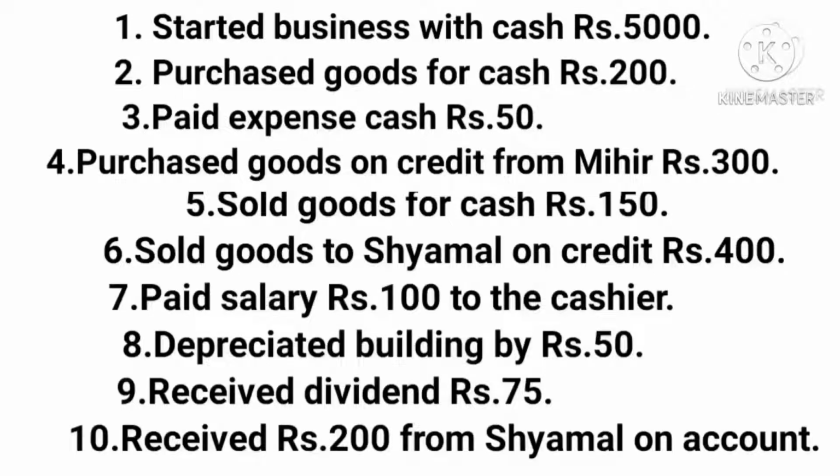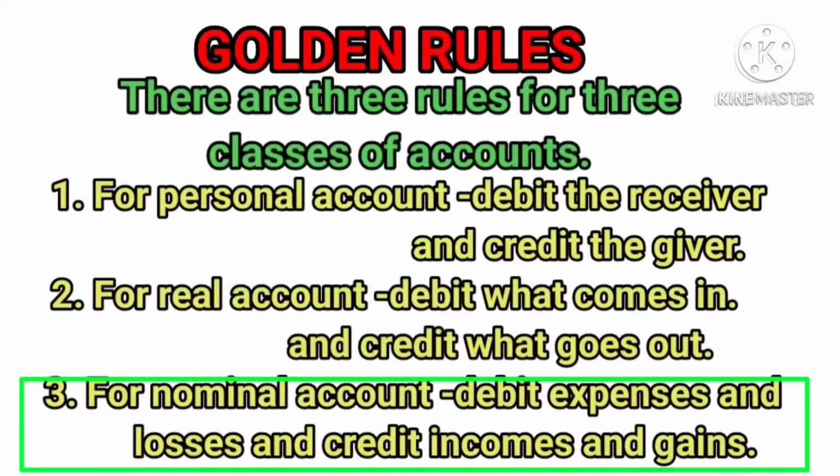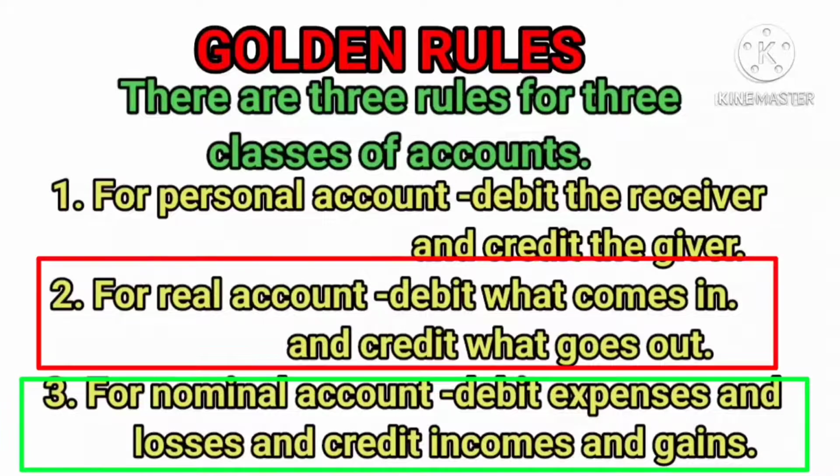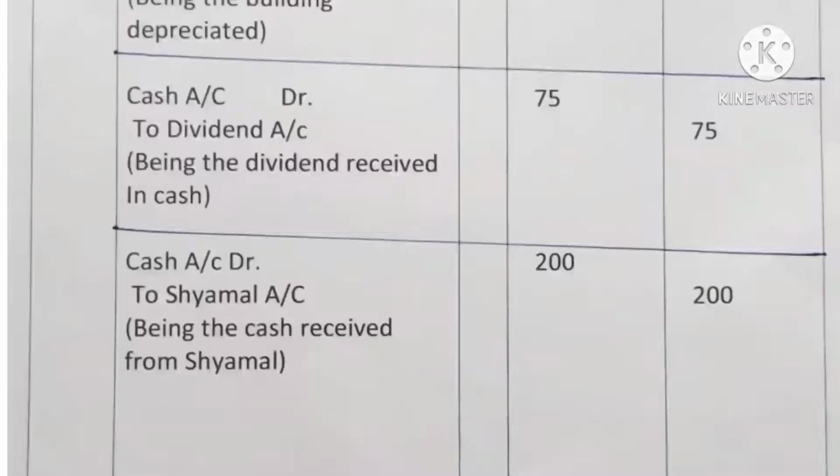Next, number 9, receive dividend rupees 75. Here you see two aspects. One is dividend is coming, an income, and as per golden rule, all income will be credited. And other aspect is cash is coming, a real account. So cash will be debited and dividend account will be credited for rupees 75. Narration will be being the dividend received in cash.